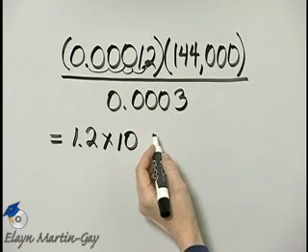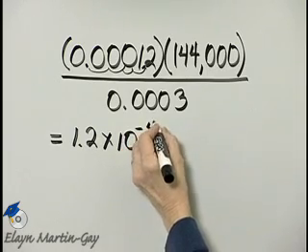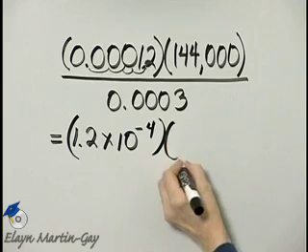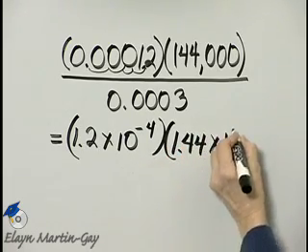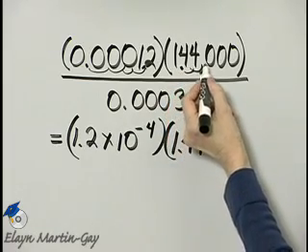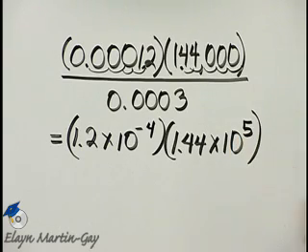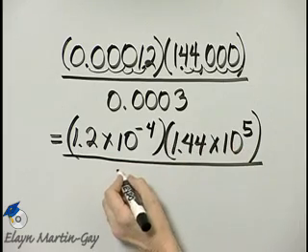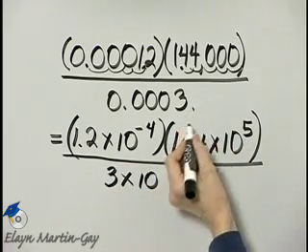And I'm making the number larger, so it'd be times 10 to the negative 4. And then that's going to be times the next one, 1.44 times 10 to the 1, 2, 3, 4, 5, and that is the larger number, so that's a positive exponent. In the denominator, I'll have 3 times 10 raised to what power?